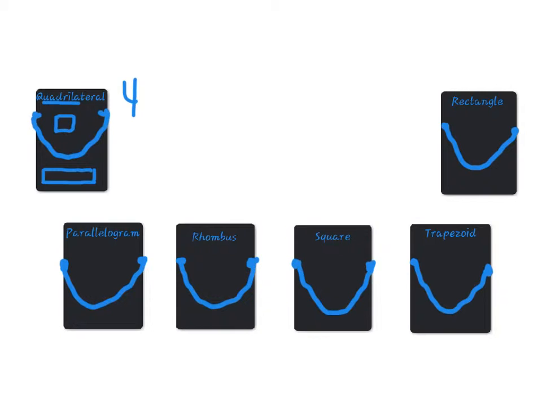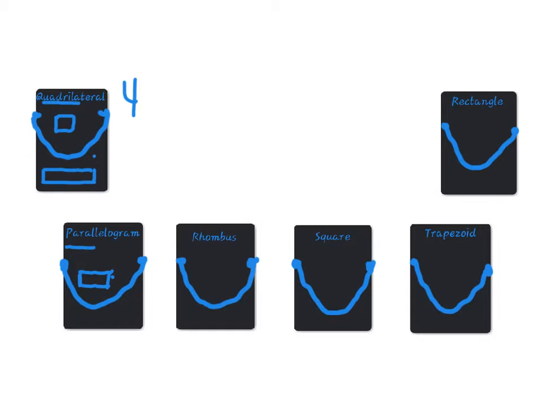So all the rest of the shapes in these buckets are also quadrilaterals. In a parallelogram, which is in this bucket, there are opposite sides that are parallel and congruent. So the opposite sides, which means the sides that are across from each other, are going to be parallel, which means they're going to go in the same direction. And then they are also congruent, which means that they are the same length. So this shape up here in the quadrilateral bucket is also a parallelogram.